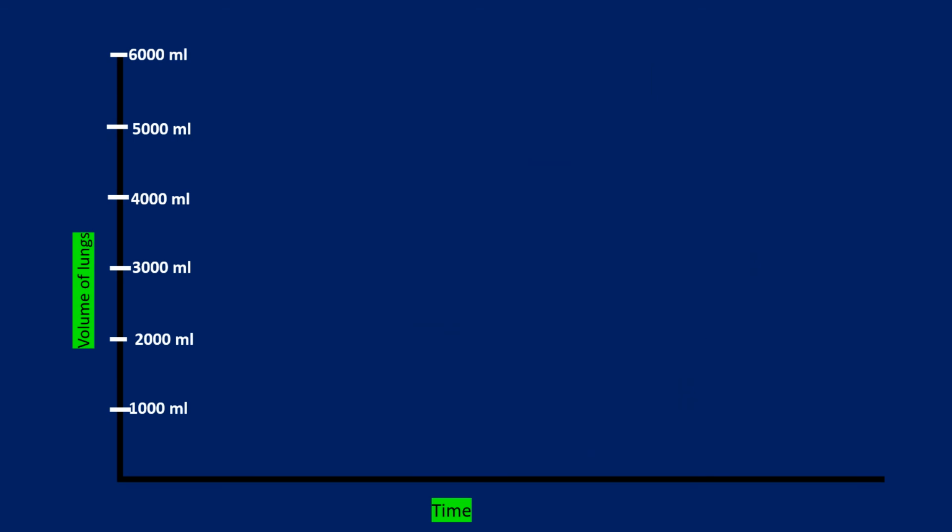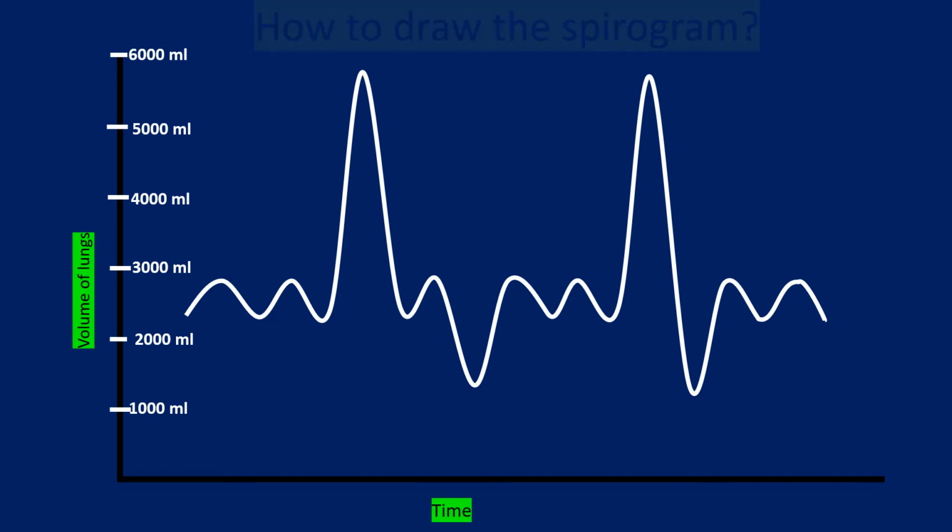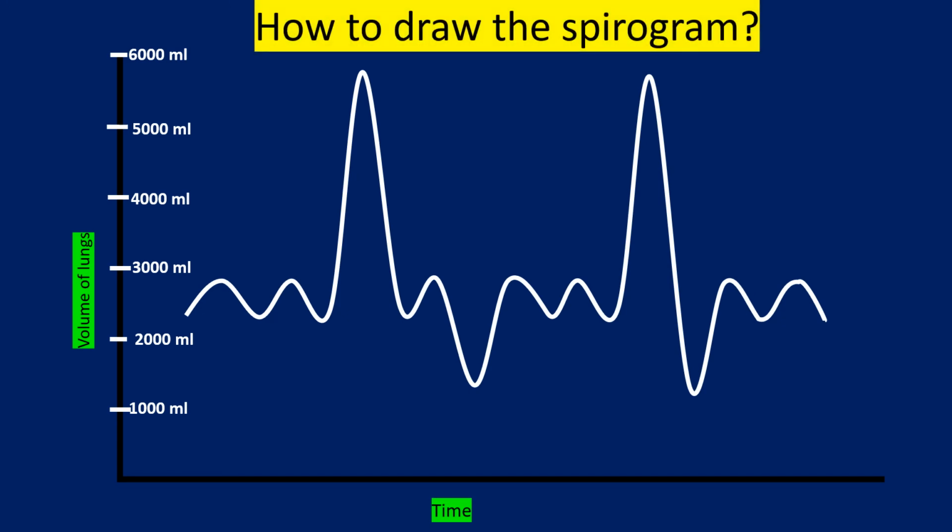We learned about the lung volume and capacities with the help of this spirogram. If you want to know how to draw the spirogram in your paper or copy, then I have made a separate video on this topic that you can click on the link above and watch.